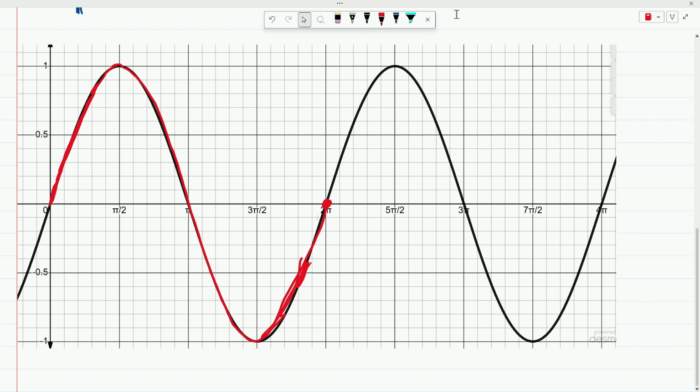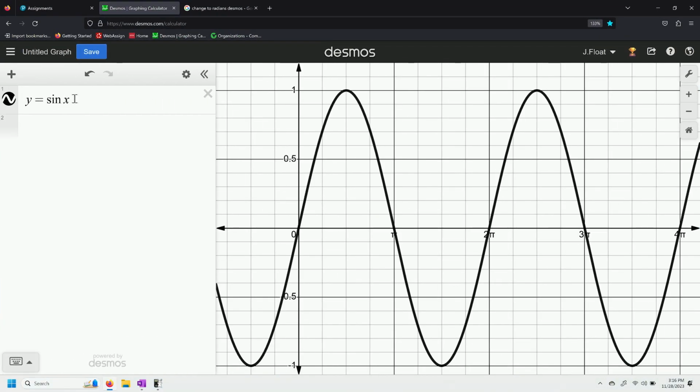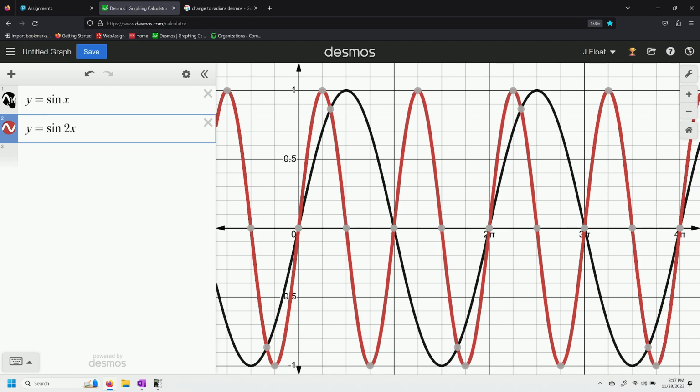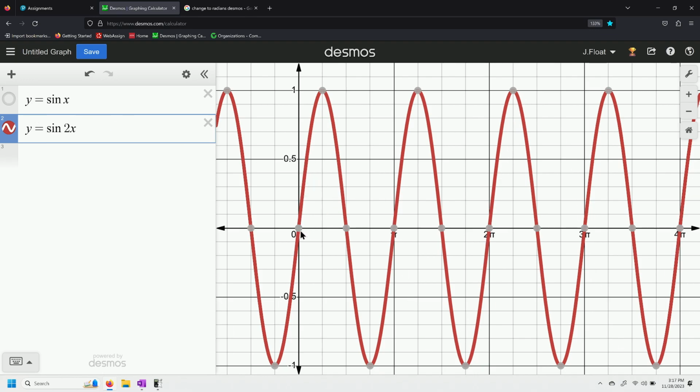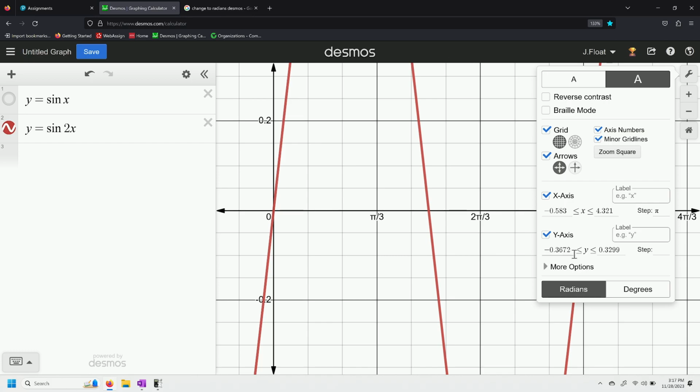Now, if we do a little investigating here and we go back to Desmos, notice here I have y equals sine x. Watch what happens when I do y equals sine of 2x. So notice I go up, I come down, I come up. It seems as if my period shrunk. All right. Let me try this again. Let me fix our graph here.